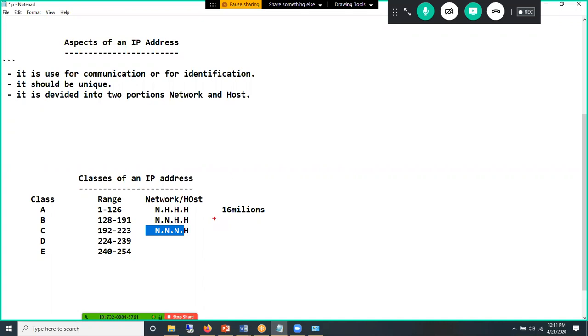We have seen all the numbers, but what about 127? 127 is actually called a loopback address. What about loopback? Loopback is an address which is actually used to verify whether the LAN card of your machine is working or not.